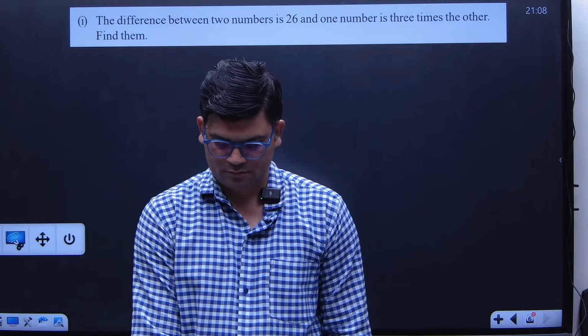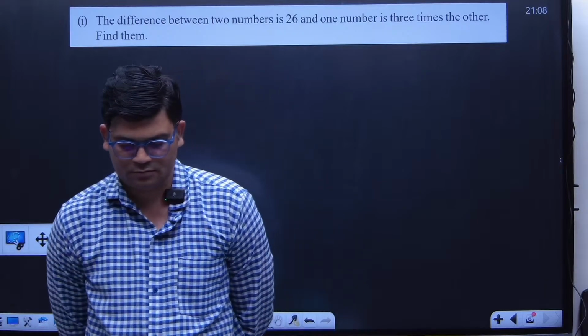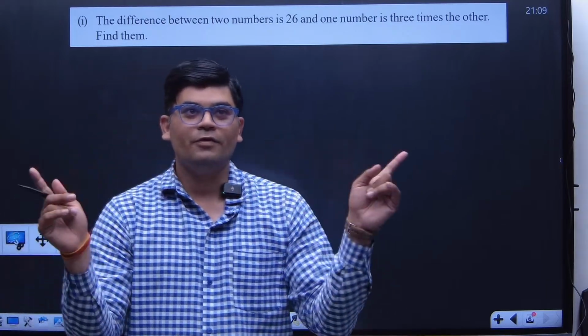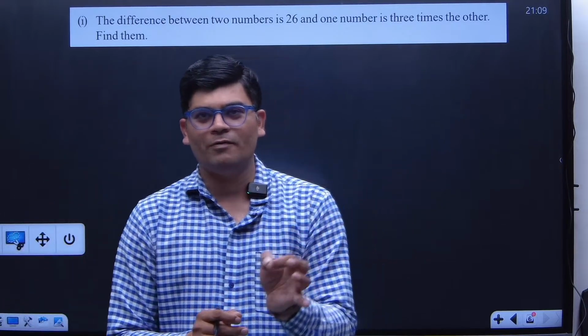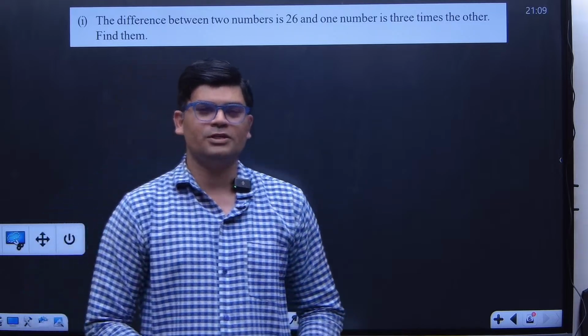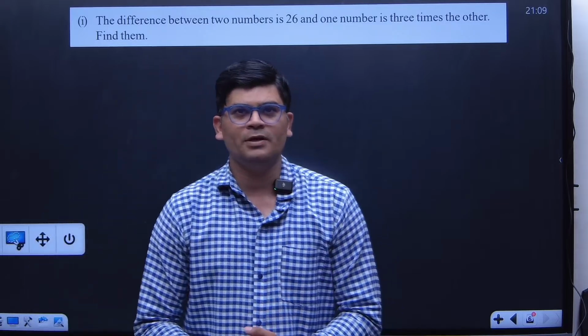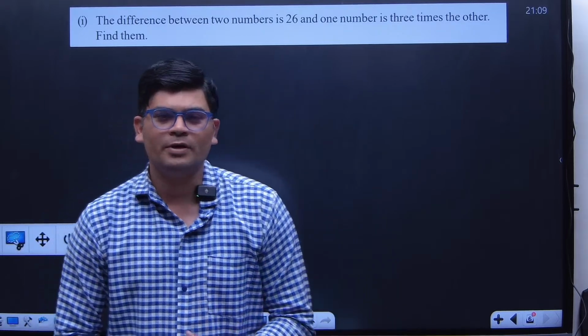One number is 3 times the other. Find them. First, the first statement. We will go one by one. First, let us do the first statement. What is the first statement? The difference between two numbers is 26.